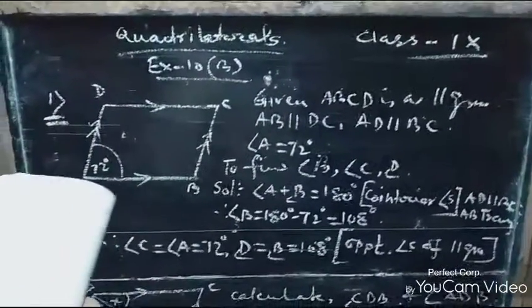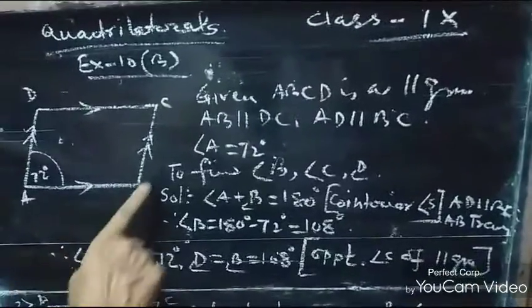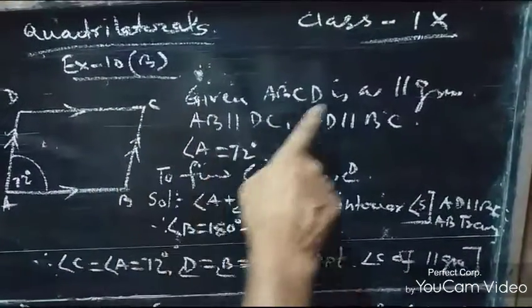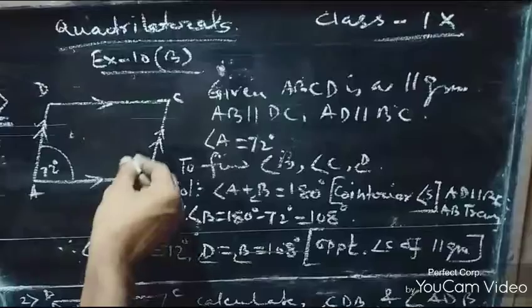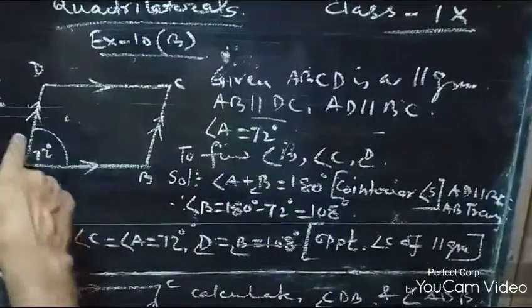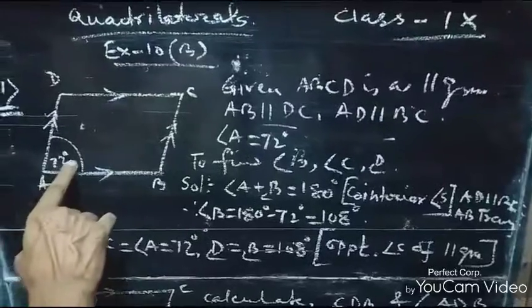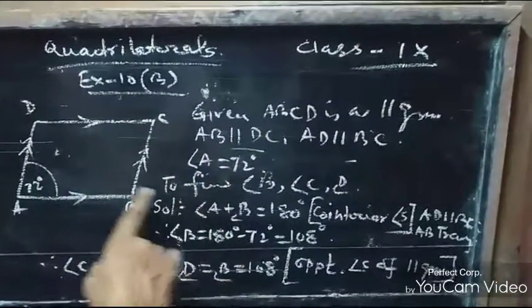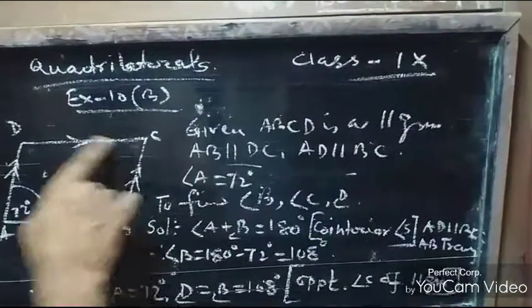It is given in this adjoining figure. ABCD is a parallelogram. You know that by the parallelogram definition, opposite sides are parallel, and one angle is given, angle A is 72 degrees. Then you have to find the rest of the angles.